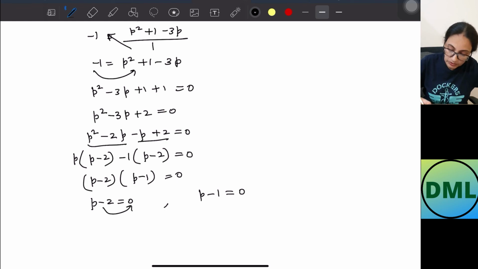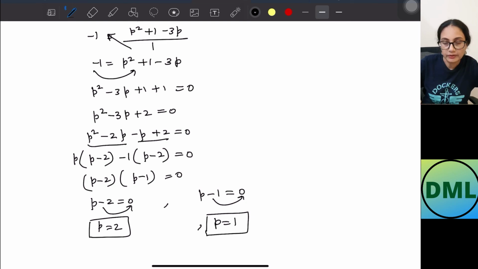Now move this minus 2 to the right hand side, and move this minus 1 to the right hand side. So p is equal to 2 and p is equal to 1. These are the two values of p.